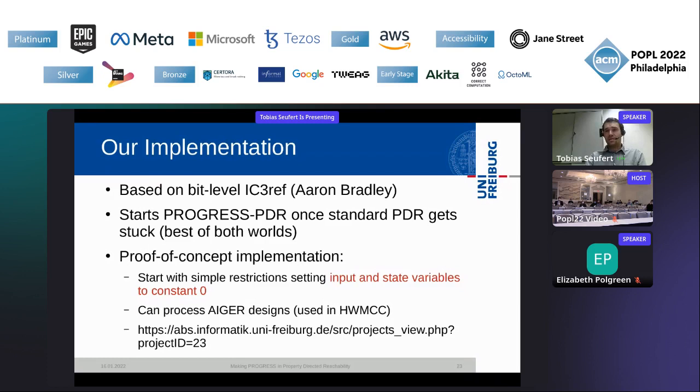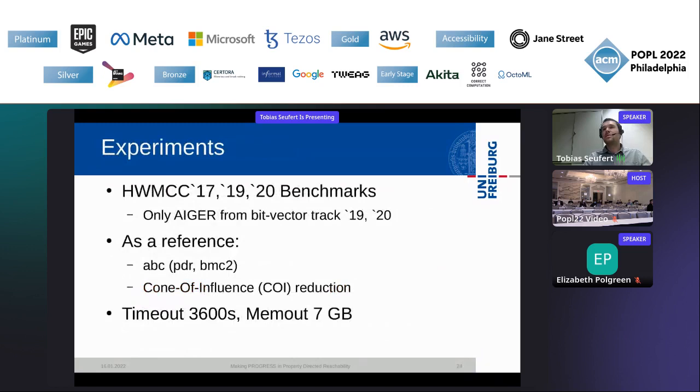So what we do is we start with really simple restrictions, just setting inputs and state variables to constant zeros. And it is able to process any AIGER design without any tinkering whatsoever, which are also used in the hardware model checking competition, which is exactly where we get our benchmarks from. And as a reference, in the results that I will be presenting in the next slide, we've also compared us to state-of-the-art implementations of PDR and bounded model checking. And we also compared us to a PDR implementation with cone of influence reduction pre-processing.